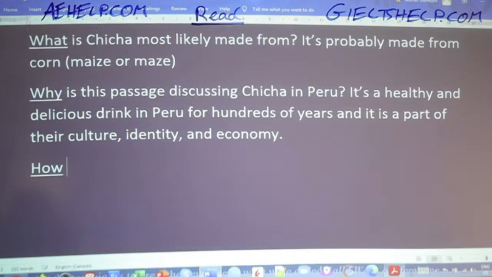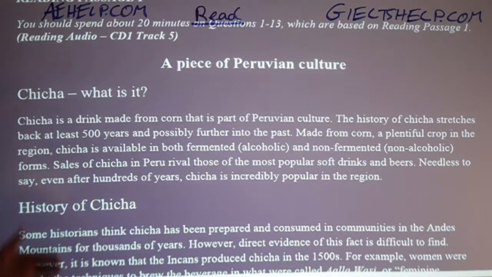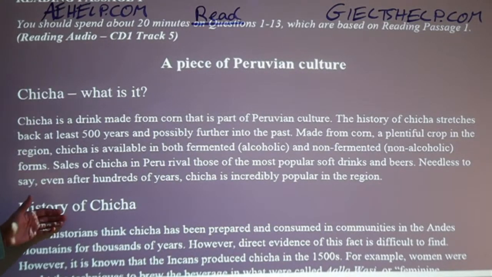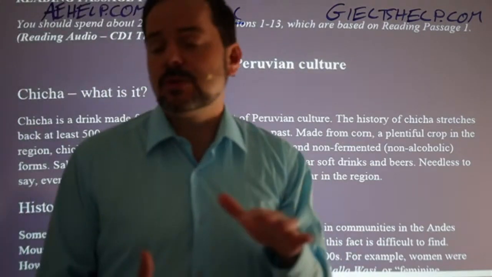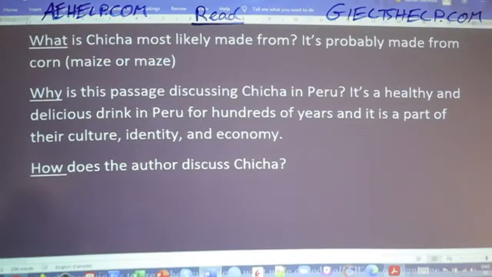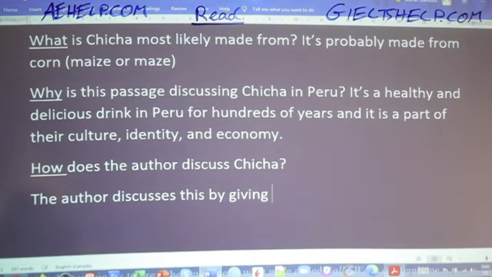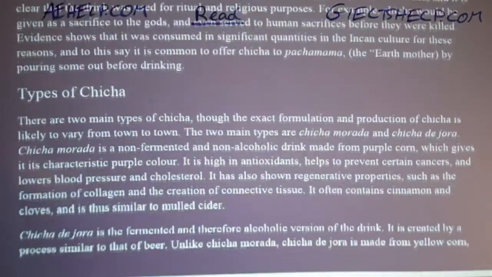So how does the author discuss this chicha? Okay, and the author seems to discuss this by breaking it into sections in the reading. So the author explains what it is, it gives the history of chicha, and then these kind of different elements. Okay, so the author discusses this by giving an explanation, history, variety, and so on. All right, great. So now we have a good understanding.